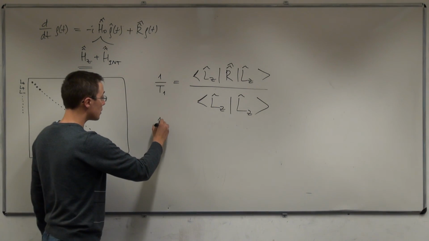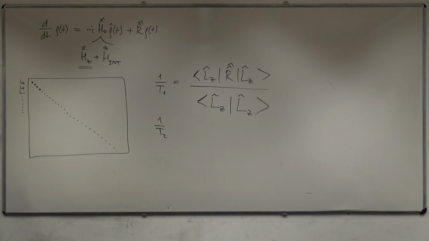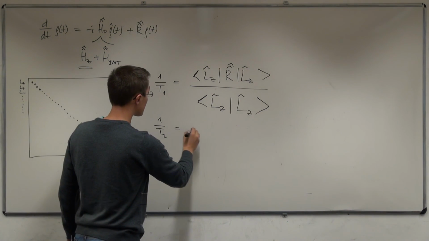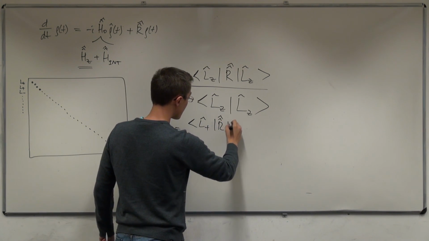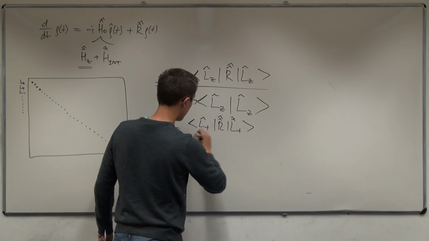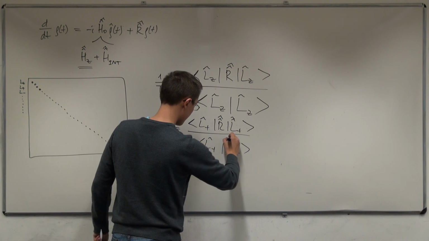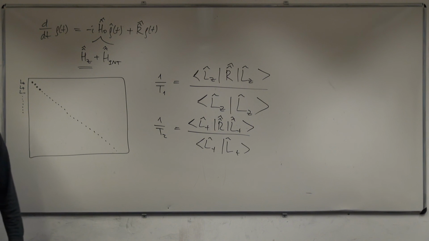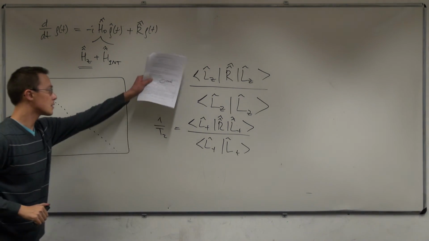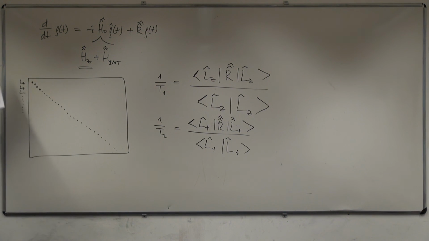And T2 is defined as the element of the relaxation superoperator that governs the relaxation of transverse spin orders, single spin orders. So it will be, for example, L plus, R double hat, L plus divided by the square norm of L plus. So that's the T2. And there are various other things like TS, the singlet relaxation rate, which will be the same matrix element, but with respect to a singlet state, and things like that. So simply just keeping the diagonal is oftentimes good enough.